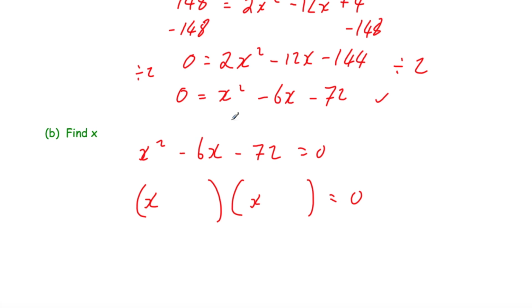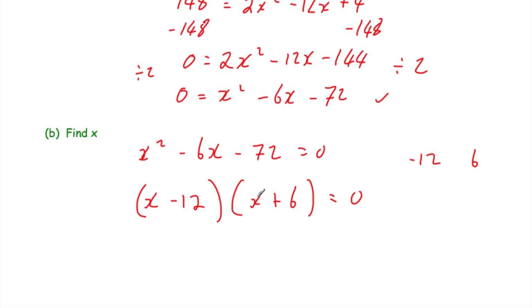So we're looking for two numbers that multiply together to be negative 72, and when we add them together, we get negative 6. Because it's negative 72, one's going to be positive and one's going to be negative. Perhaps 12 and 6. 6 times 12. So I'm thinking negative 12 and positive 6. Because negative 12 times 6 is negative 72, and negative 12 plus 6 is equal to negative 6. So that's fantastic. So it's going to be x minus 12 and x plus 6.